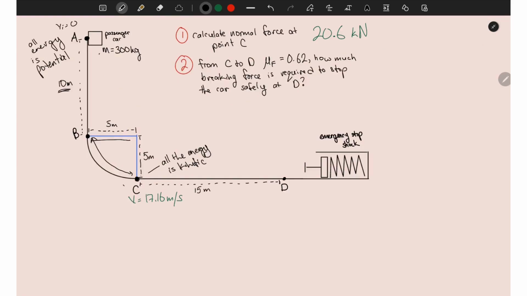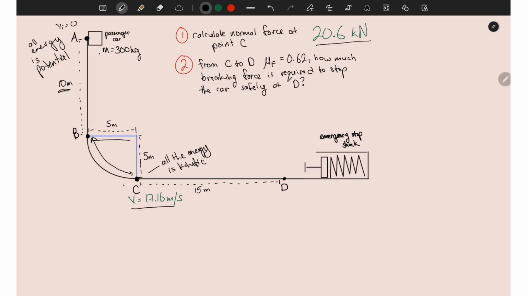Okay, so I've just cleared our work. I put our final answer for part 1 up here. That's the normal force at point C, 20.6 kilonewtons. And I've also written down what that velocity is at point C that we calculated, because we're going to need that for part 2. But now we can go on to the second part, determining how much braking force is required to stop the car safely at point D.